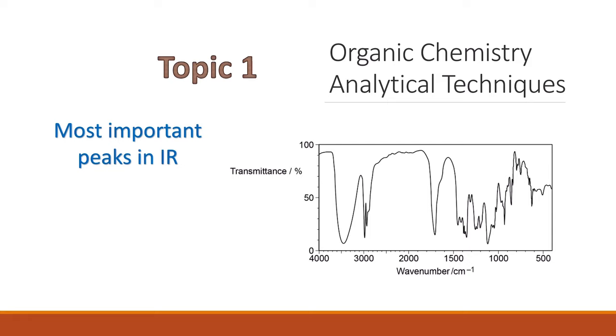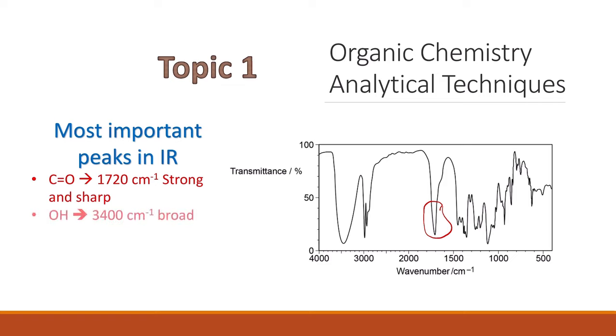IR: the most prominent peak, which you can easily use and identify even without looking at your data booklet, is this peak here, which is a strong and sharp peak at around 1700. This is for a carbonyl stretching vibration. So a carbonyl group could be from aldehydes, ketones, acids, or any of the acid derivatives like amides or esters or even acid anhydrides.